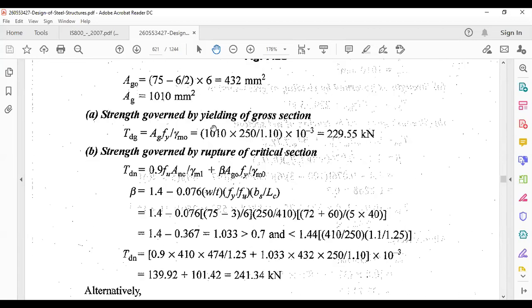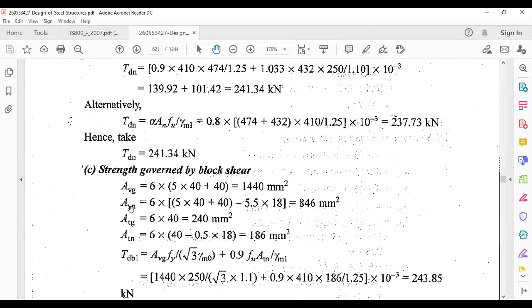So what they have done here is Avn will be 6 into (5 into 40 plus 40), the same distance, minus what? 5.5 bolt holes into 18 mm bolt hole diameter. They have deducted for 5.5 bolt holes. That will tell you the net area along the shearing plane. So gross area along the shearing plane and net area along the shearing plane, these two areas are required.